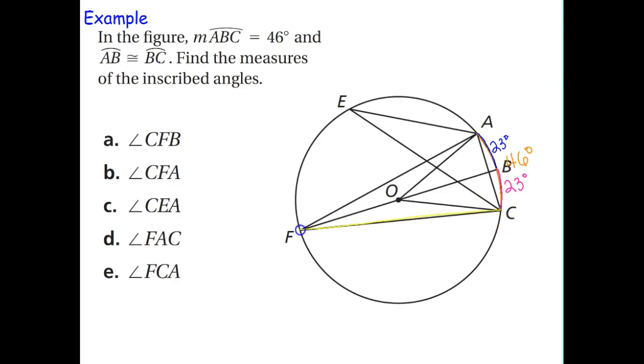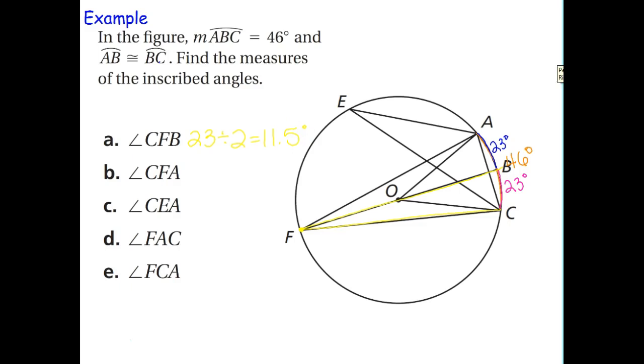CFB is this angle right here. The intercepted arc is this pink one that's 23 degrees. To find CFB, this is an inscribed angle, so we take 23 divided by 2, which is 11.5 degrees.